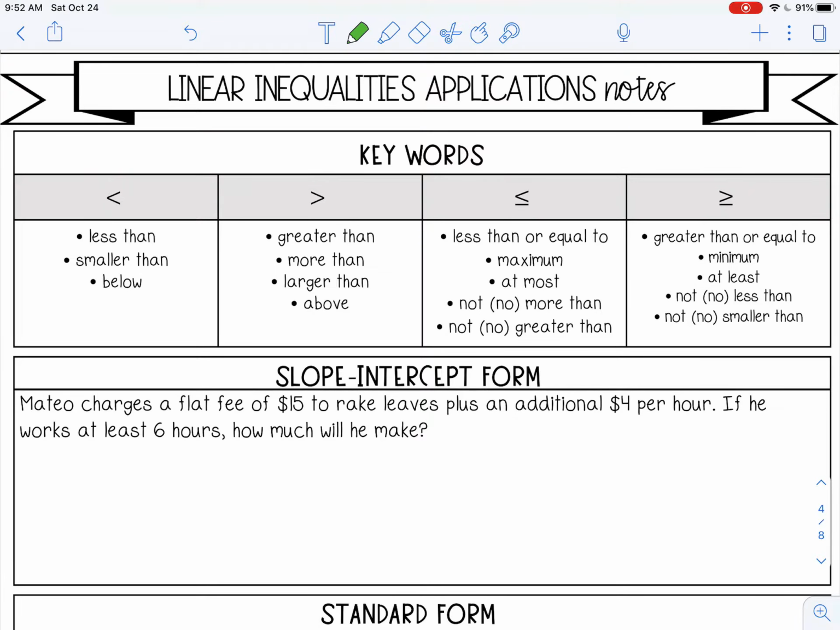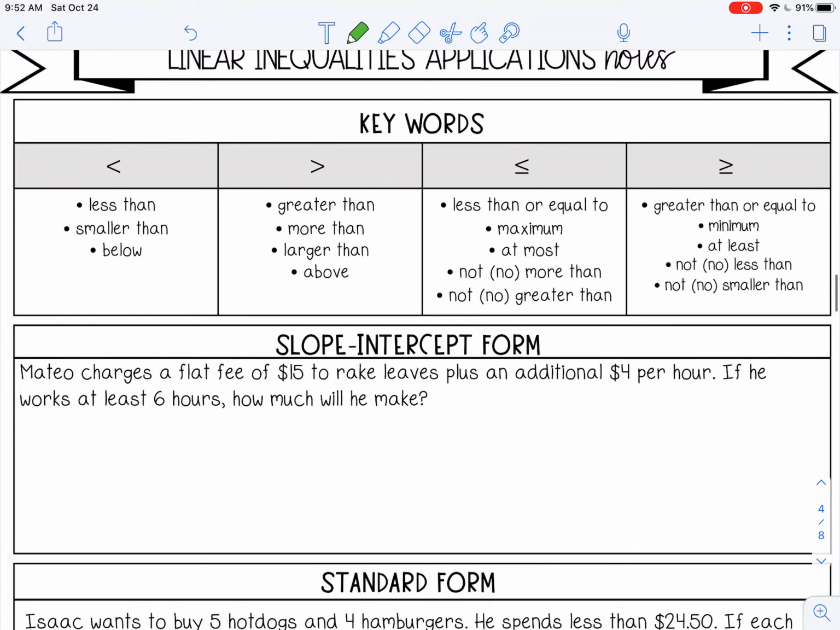Welcome to this lesson on linear inequality application problems. At the top, you have a table with keywords that are going to help you when you write your inequalities to help you solve these application problems. So let's look at one in slope-intercept form.